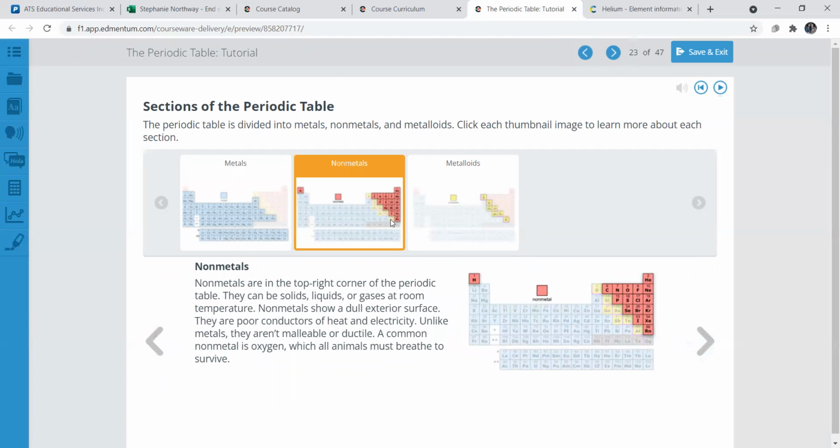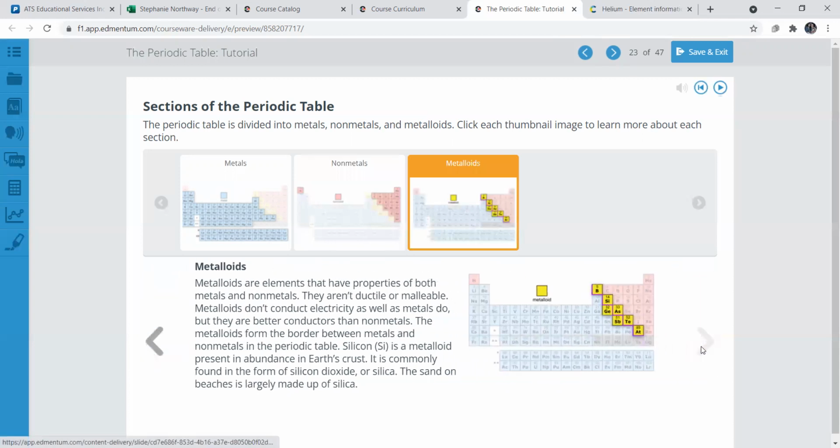Non-metals here, as you can see, they're in a different category. Top right corner of the periodic table, and hydrogen standing alone. They can be a solid, liquid, or gas at room temperature. It really just depends on the non-metal, honestly. Poor conductors of heat and electricity, unlike metals, they aren't malleable or ductile. Common non-metal is oxygen because, well, obviously all animals must breathe to survive, so we all need oxygen. That's probably the most common, or the one that you're most familiar with.